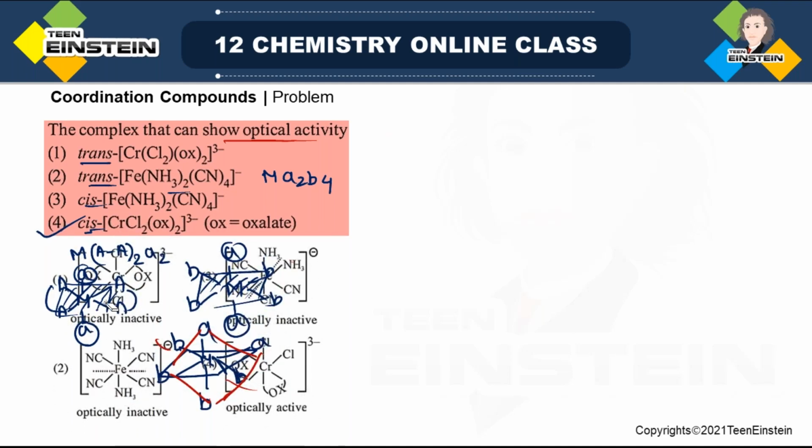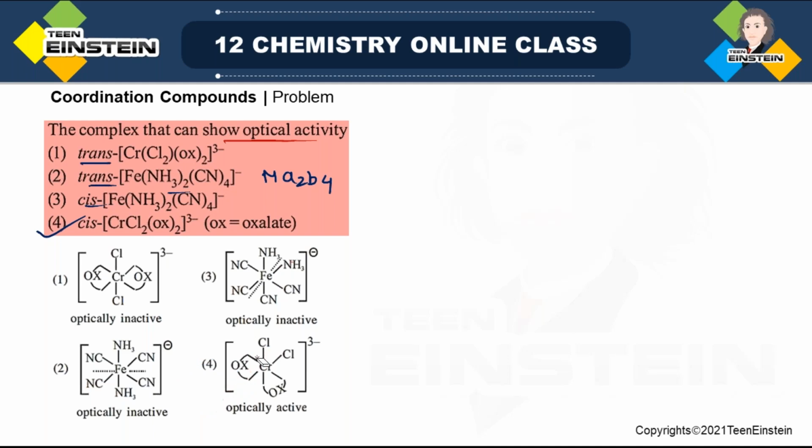Okay, here the picture is also given. The first one, optically inactive. Here actually proper atoms are written, but I have drawn the picture with MA2B4, because if you follow that, that will be time saving also, and it will look simple. You can easily decide whether it will be optically active or not. So here ox is mentioned in this way. This is nothing but AA, and this is small a. And in case of Fe, it is M. This is A, and all these are basically B. So only the last one is optically active.